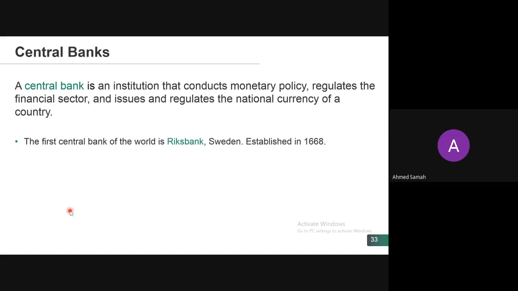The first central bank of the world is the Riksbank of Sweden. It was established in 1668. The central bank of the USA is called the Federal Reserve System, or the Fed, which was created in 1913. This is one of the most influential and most well-known central banks in the world.